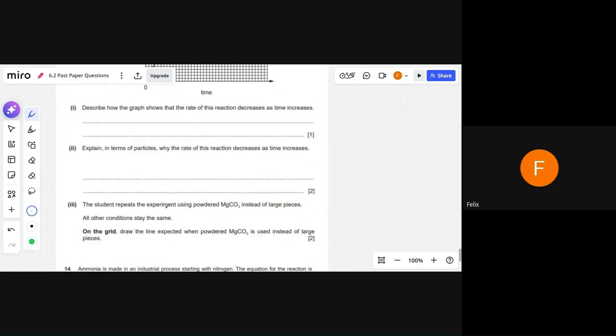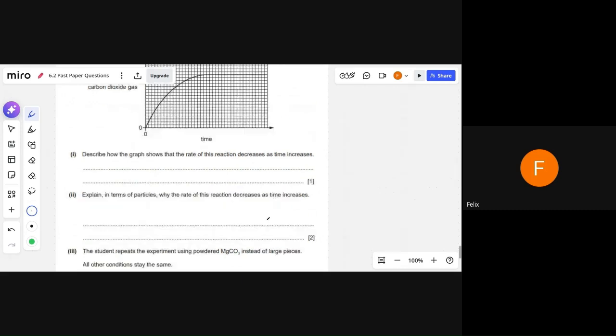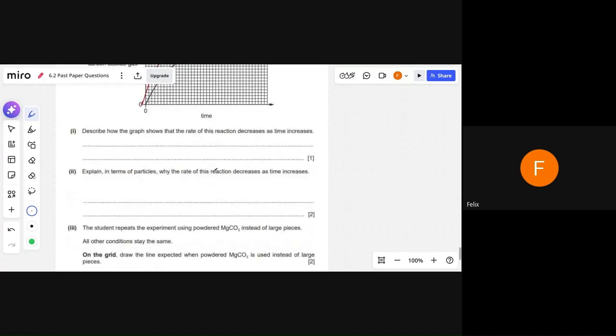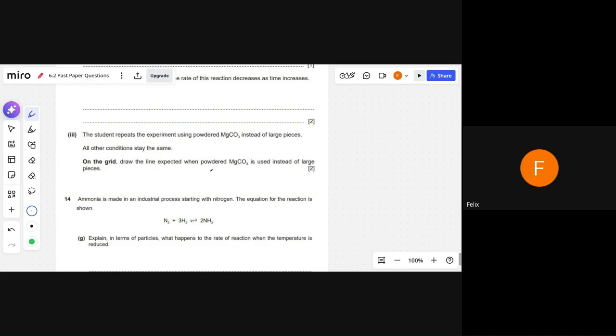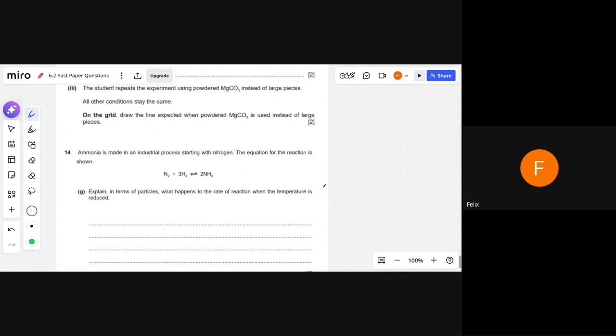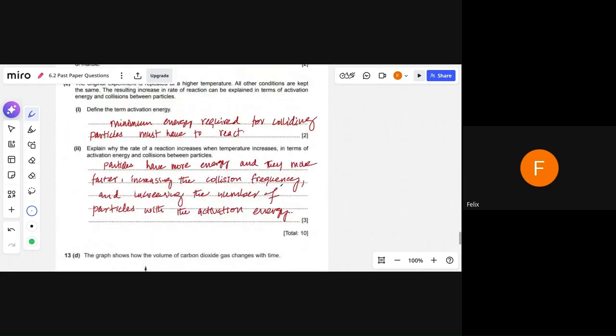So the student repeats the experiment using powdered magnesium carbonate instead of large pieces, all other conditions the same. On the grid, draw a line. Yeah, so same thing. This will remain the same, and you just have to draw the curve, which will be steeper, more steep, like this. And yeah, now the last question: explain in terms of particles what happens to the rate of reaction.